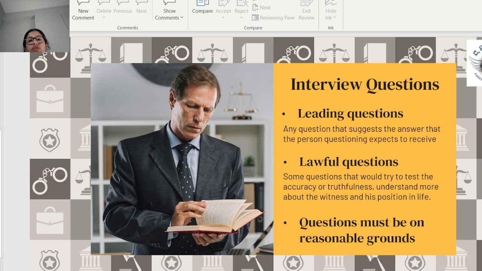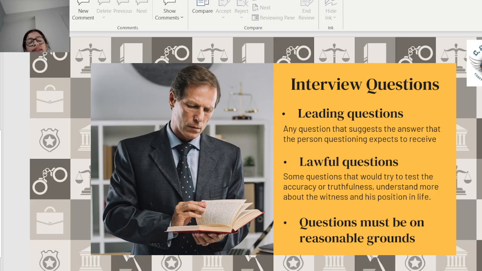You're not supposed to ask leading questions in your examination in chief and re-examination. It's as simple as that. For example, if I ask you, was the culprit wearing a white hat, didn't he? You're already giving the person a hint that the culprit was wearing a white hat. So this is a leading question, leading the witness to reply with what the questioner wants.